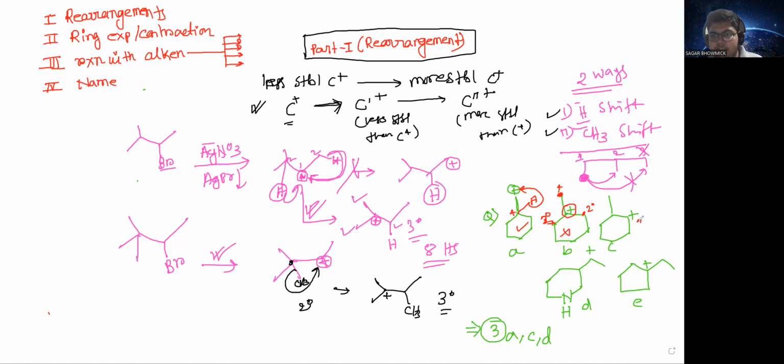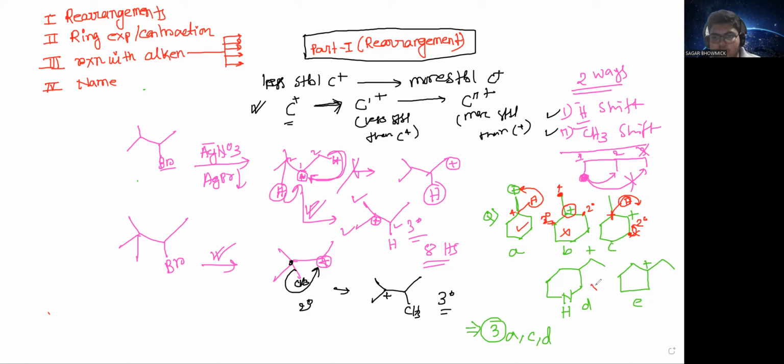But C will undergo. C is 2 degree carbocation. From this position, if hydride shift occurs, then it will give 3 degree carbocation. But from this position, this is also an adjacent position, this will also give 2 degree carbocation, so this will not occur. Sorry, this hydride shift is giving 3 degree carbocation. So rearrangement will occur from there.